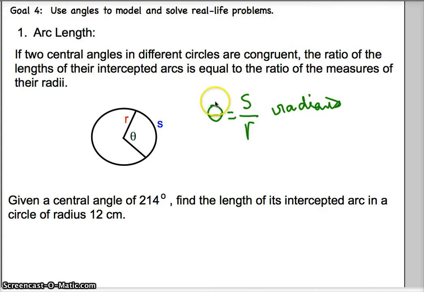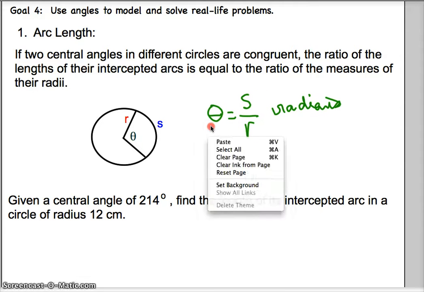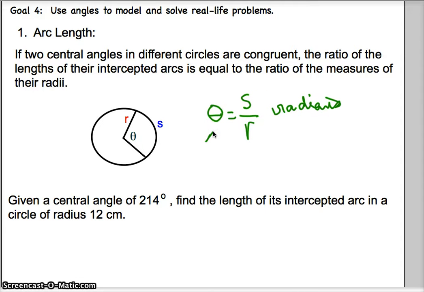At the same time, we want to be able to use this formula to calculate arc length or radius length. And it's important to note that when you are calculating arc length or radius length, theta should always be in the form of radians. Theta should be in radians because this formula calculates theta in radians. So let's look at this example.